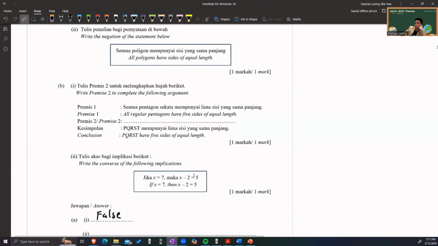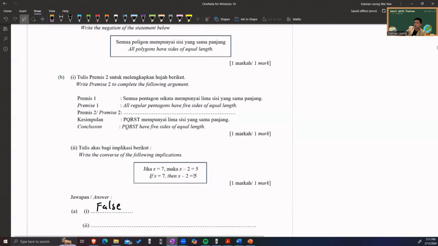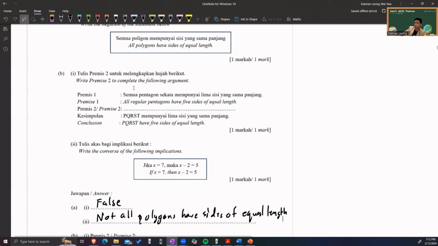A2, write the negation of the statement. Negation of the statement means you change by using not, basically. We change it from true to false or false to true. The keyword here is actually the word all. So I can change it to not all polygons have sides of equal length. That's the A2.